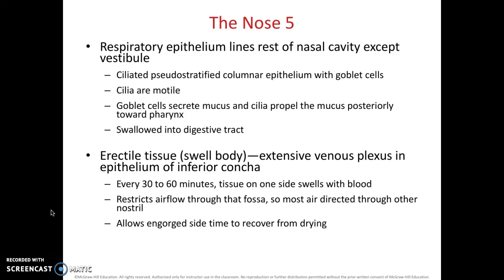Within the concha are erectile tissues made up because of extensive venous plexus, which is just a grouping of veins. So every 30 to 60 minutes, tissue on one side of your nose will swell, and this restricts airflow through that fossa so that most air is going to be directed through the other nostril. This allows that restricted side to recover from drying out so that you don't have your nose dried out, because then it can't trap things in mucus or warm or moisten the air.